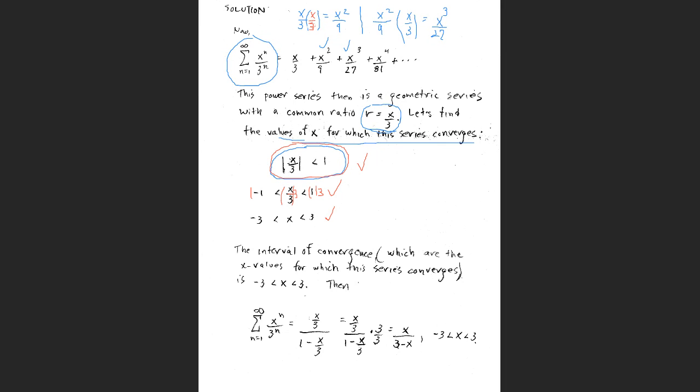Did you say if the common ratio is less than 1, then it diverges, and if it's greater than 1...? If the absolute value of the common ratio is less than 1, then the geometric series converges. If the absolute value of the common ratio is greater than 1, then the geometric series diverges. Okay, all right.